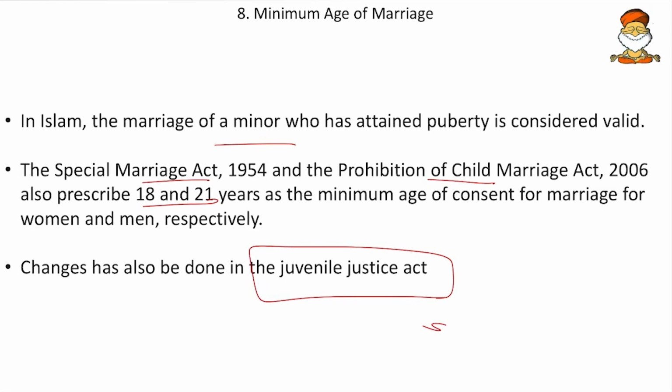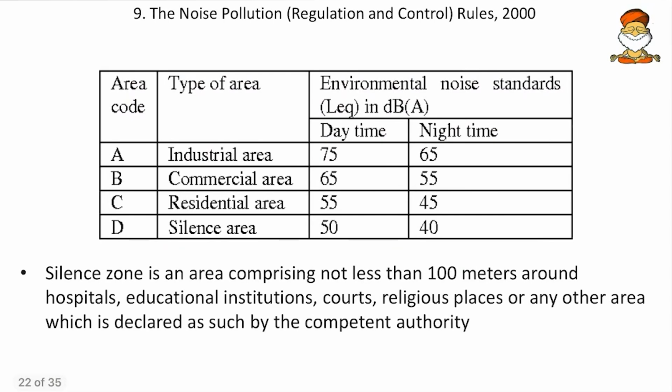So remember the Hindu Marriage Act, then the Special Marriages Act, the Christian Marriages Act, then the Prohibition of Child Marriage Act and the Juvenile Justice Act.